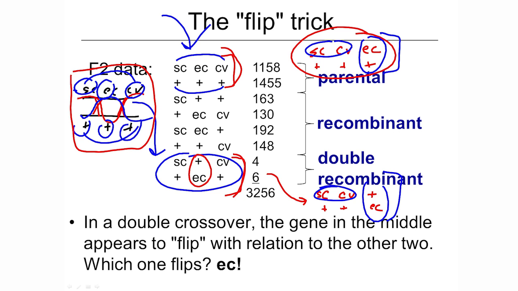Now, if you screwed up, it's going to come out in the end, because if you do the analysis like you have to, you're going to find out which one's in the middle eventually. I personally just think it's nicer to know before you start than to have to rearrange everything after you're done. So the flip trick, like I said, if you don't like it, you'll still be okay, but most people do like it. So in a double crossover, to summarize, the gene in the middle appears to flip in relation to the other two. No matter how it's written, as long as you keep the data the same, the orders can be turned around. EC flips in this case, which proves that it's in the middle. Okay? The flip trick. Patented.